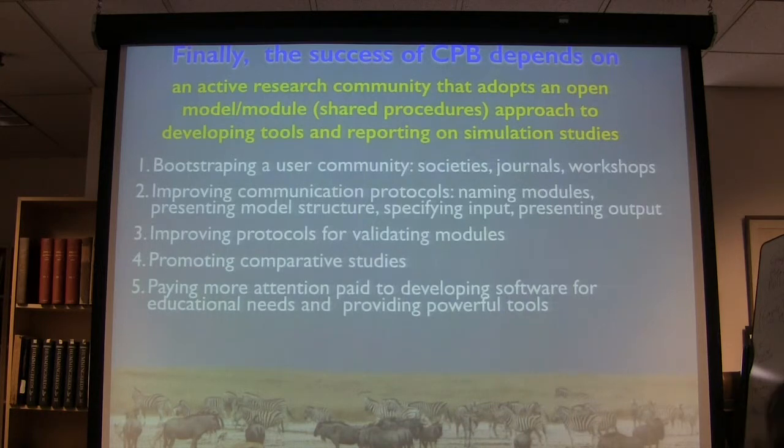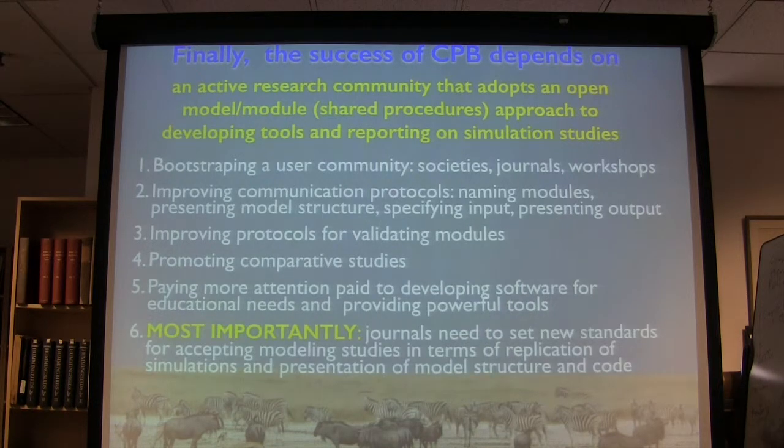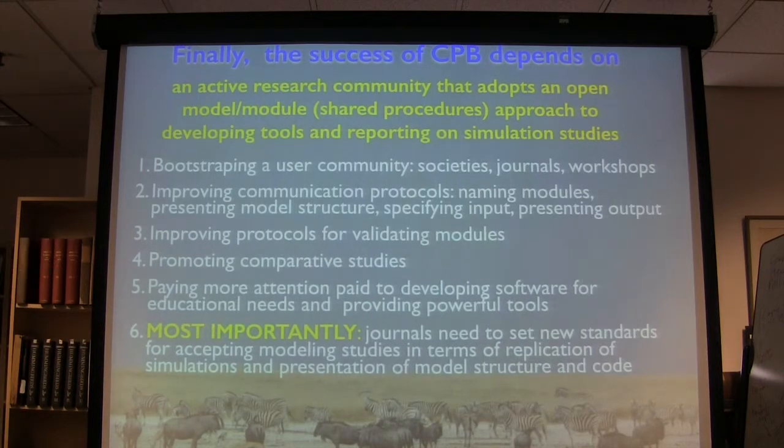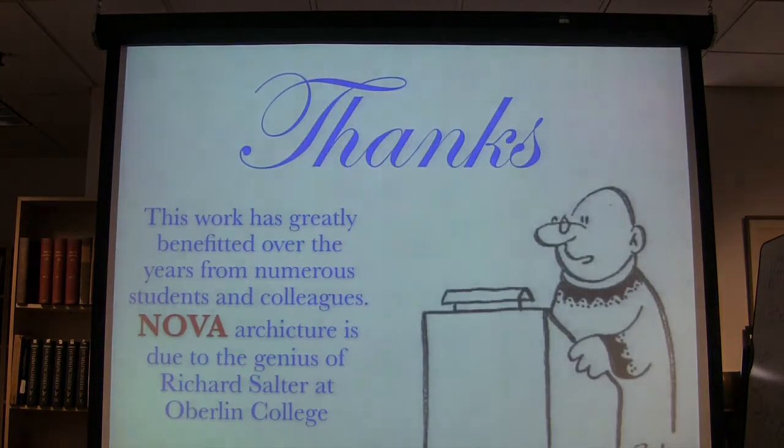And so we need to pay more attention to developing software tools for education and for analyzing data. And most importantly, and I think this is very important, is that journals need to set new standards for accepting modeling studies in terms of replication of simulations and presenting model structure and code. And I think these kinds of representations and communication of model structure and code is going to be more easily done in something like a Nova platform.